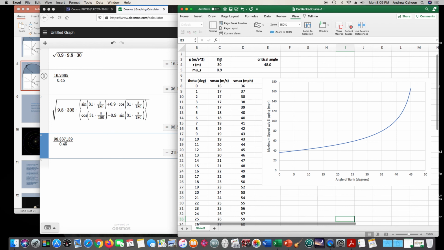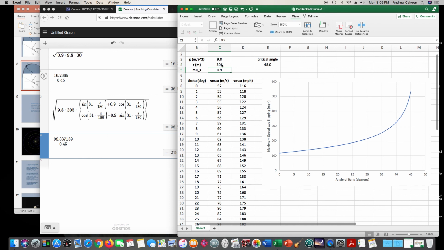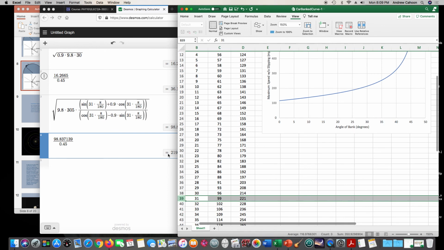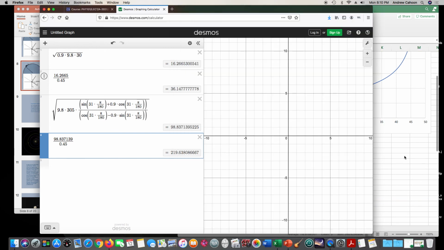And so you can plug in G, R, and the coefficient of static friction. So right now I have the numbers in here for the first example, and that was on a flat curve, so the angle was 0 degrees, and Vmax was 16 meters per second, or 36 miles per hour. In the second problem, we're changing this to 305, and this number is staying the same, 0.9. But then we're scrolling down to 31, and then we see 99 meters per second and 221 miles per hour. You'll notice I got 220 here and 221 there.